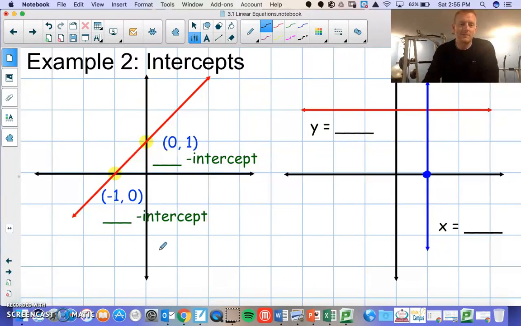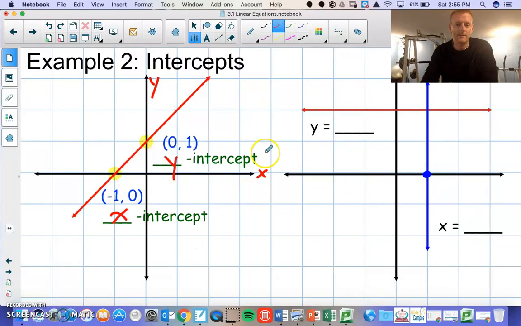Sometimes they ask us to find things using the x and y intercepts. Now, we should all know that this is the y-axis, this is the x-axis, and that when we cross the y-axis, it comes with the ordered pair of 0, something. So that is my y-intercept. And when we cross the x-axis, it's going to be something comma 0.